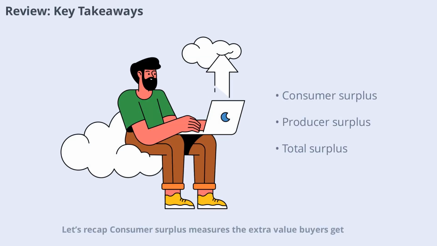Let's recap. Consumer surplus measures the extra value buyers get, while producer surplus measures the extra profit sellers make. Together, they form total surplus, a key indicator of market efficiency and social welfare. Understanding these concepts helps you see how markets work and why efficiency matters.